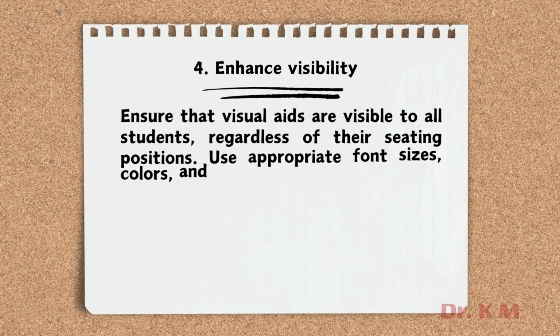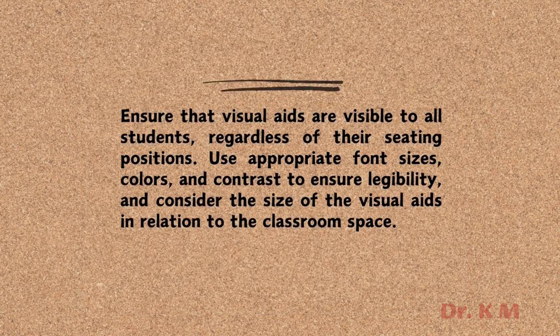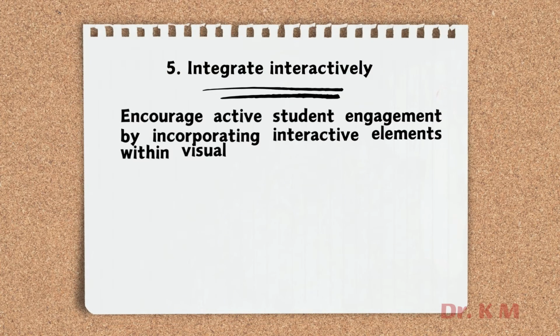4. Enhance visibility. Ensure that visual aids are visible to all students, regardless of their seating positions. Use appropriate font sizes, colors, and contrast to ensure legibility, and consider the size of the visual aids in relation to the classroom space.